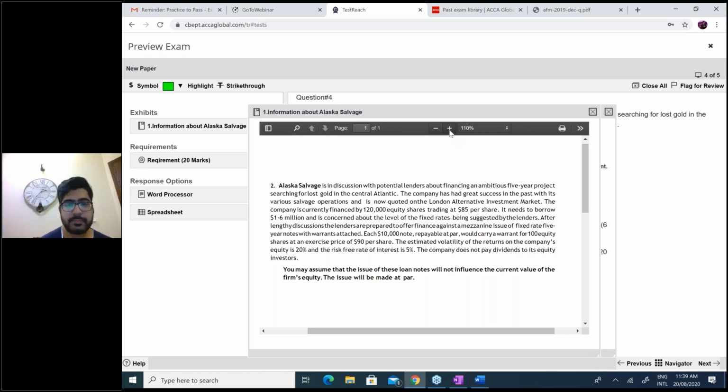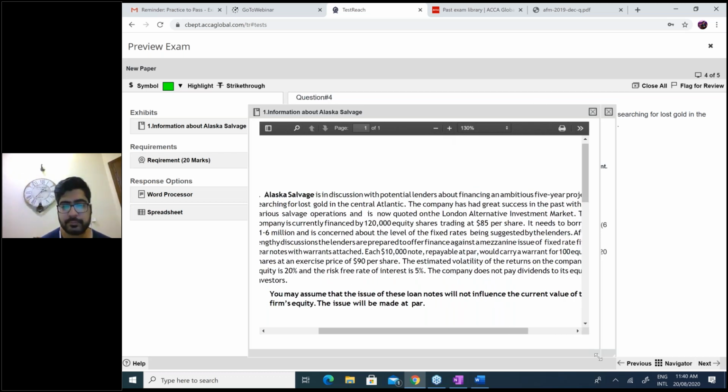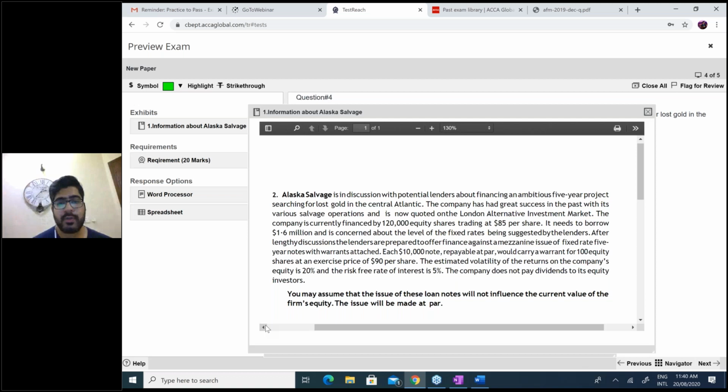So the question states, Alaska Salvage is in discussion with potential lenders about financing an ambitious 5-year project searching for lost gold in the Central Atlantic. The company has had great success in the past with its various salvage operations and is now quoted on the London alternative investment market.